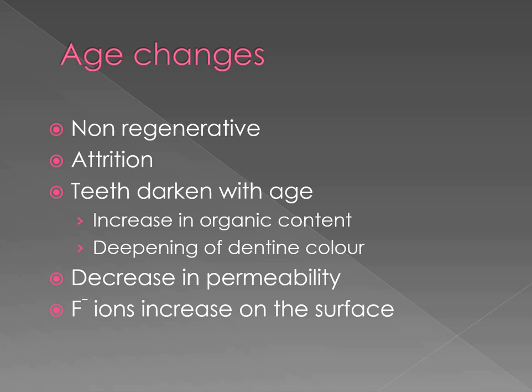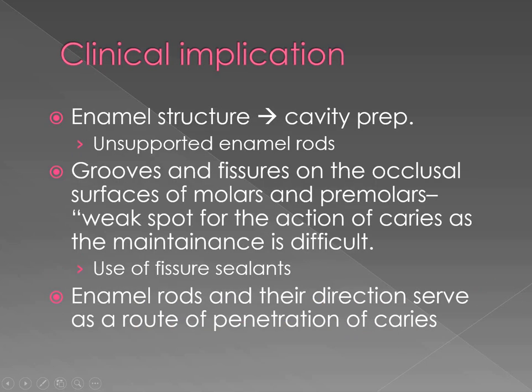The teeth also tend to darken with age. One reason for this is the increase in the organic content of the dentine, making the dentine a little more yellow. Not only that, the enamel undergoes attrition and becomes thinner, making more of the dentine visible through the enamel, making it more yellow in color. The permeability reduces with age, and the fluoride ions tend to increase on the surface of the enamel.